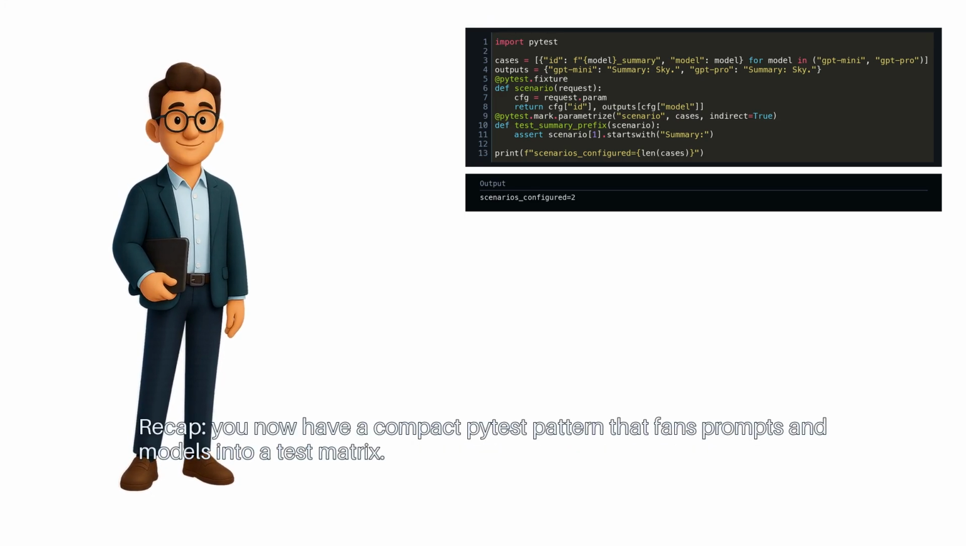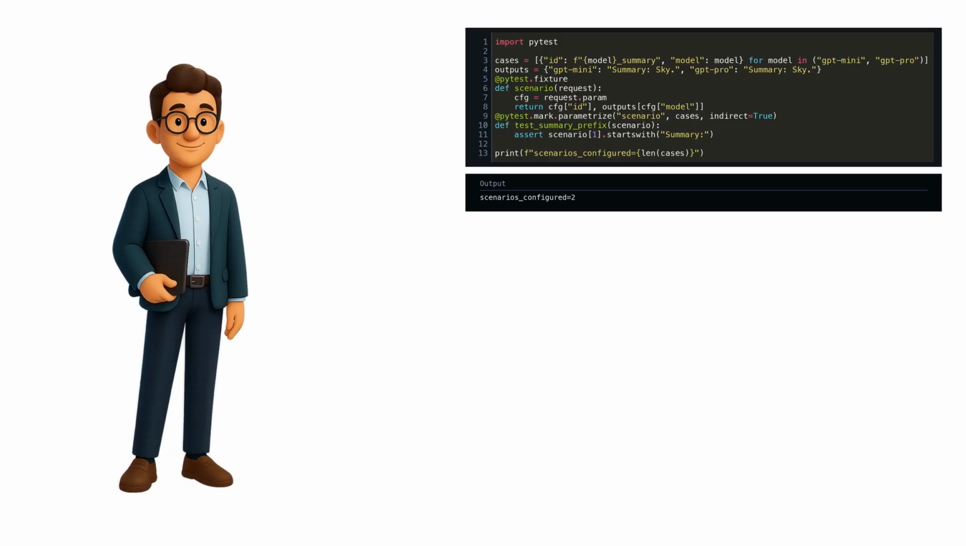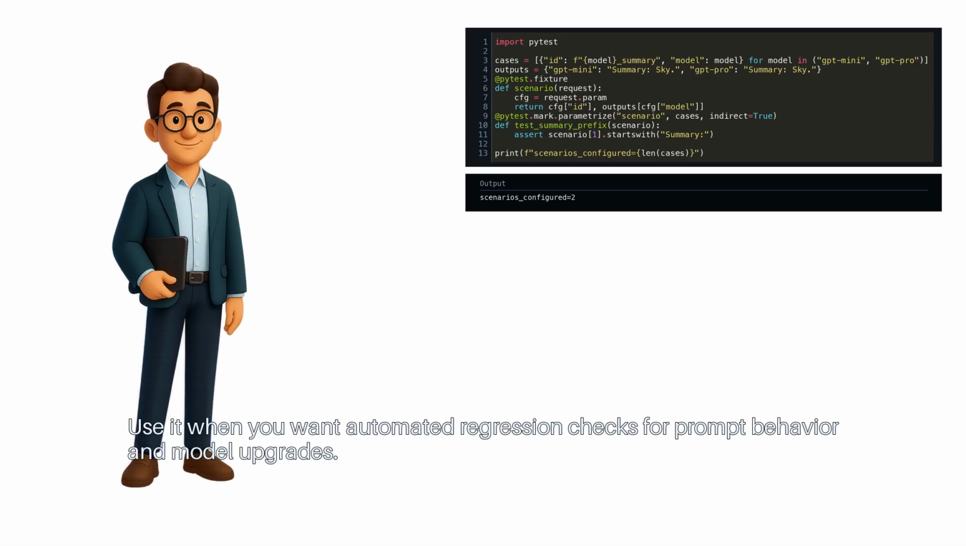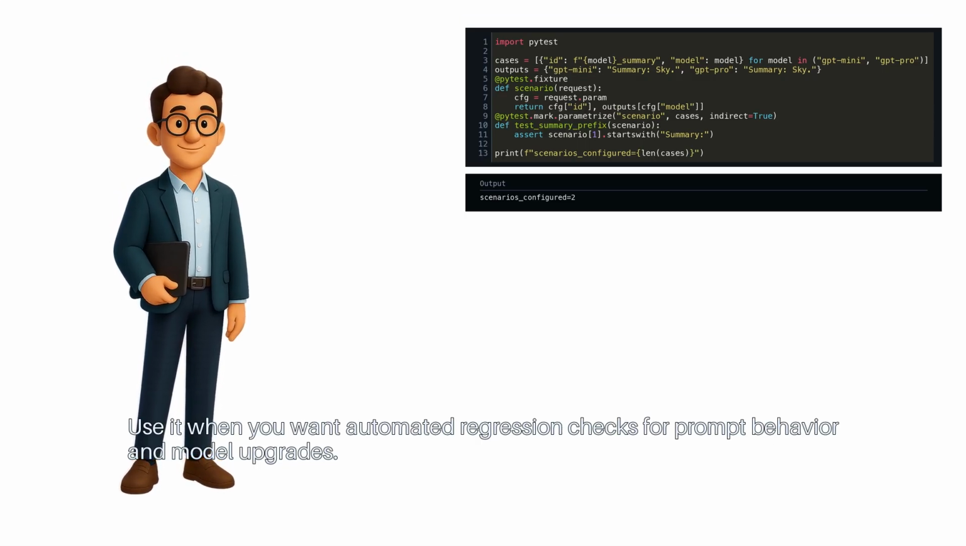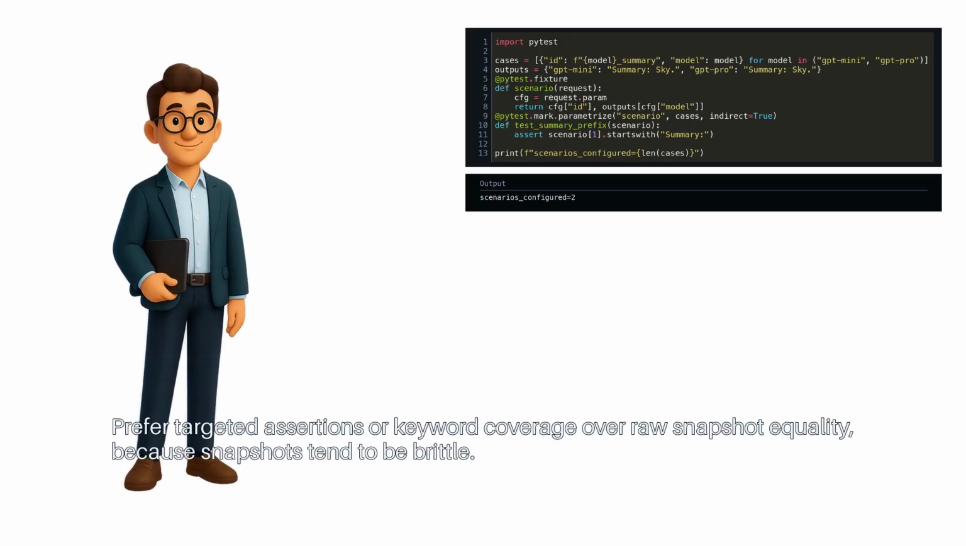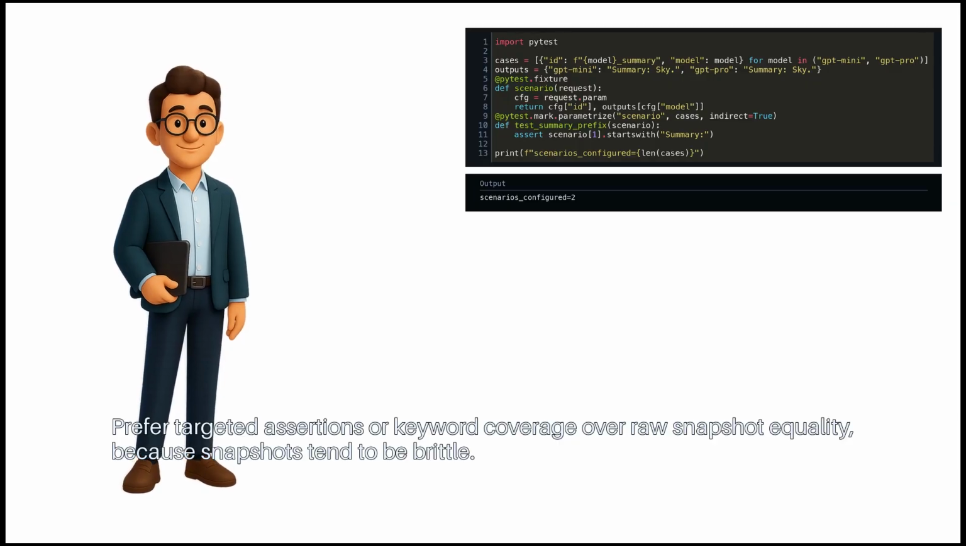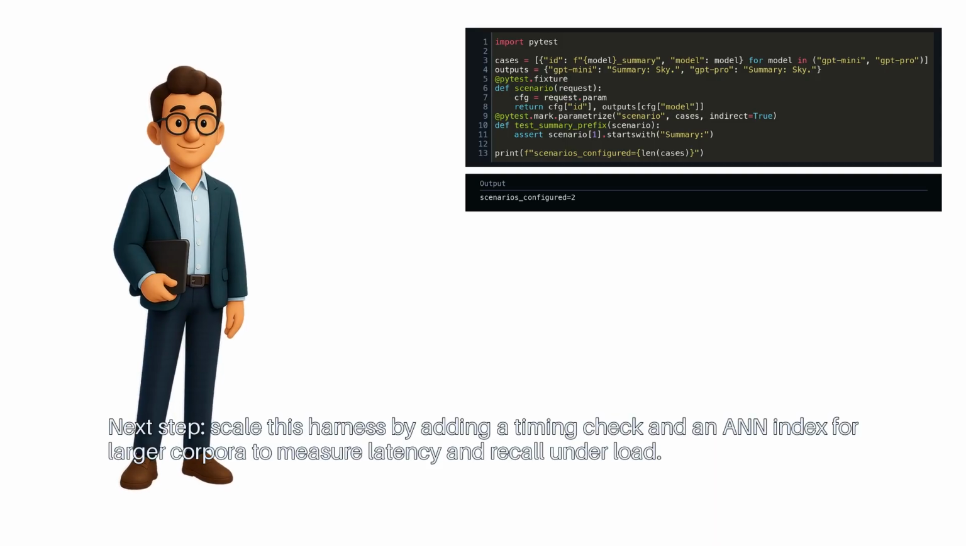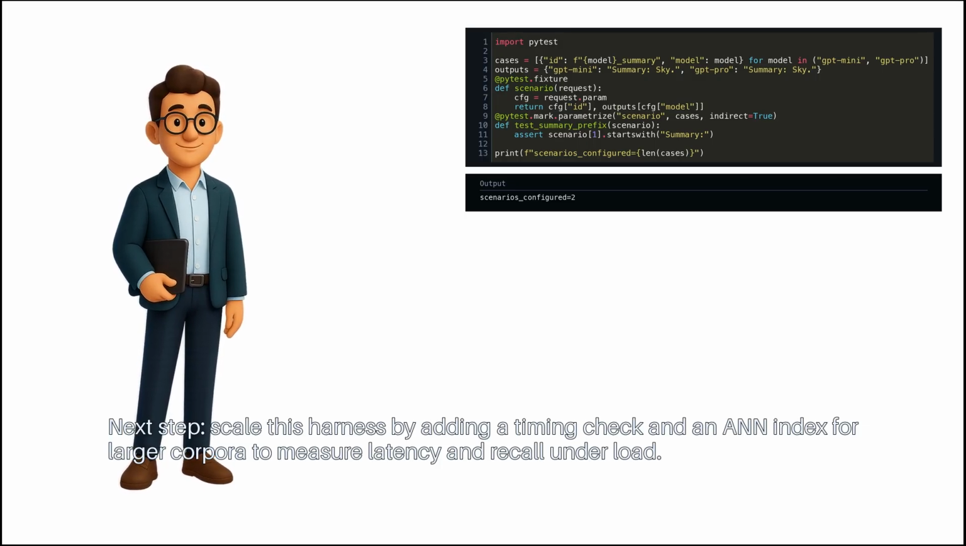Recap. You now have a compact pytest pattern that fans prompts and models into a test matrix. Use it when you want automated regression checks for prompt behavior and model upgrades. Prefer targeted assertions or keyword coverage over raw snapshot equality, because snapshots tend to be brittle. Next step. Scale this harness by adding a timing check and an ANN index for larger corpora to measure latency and recall under load.